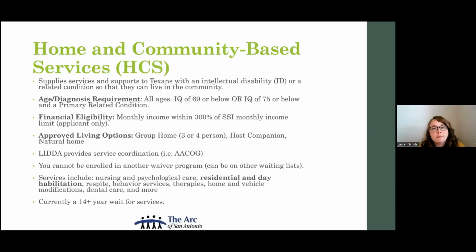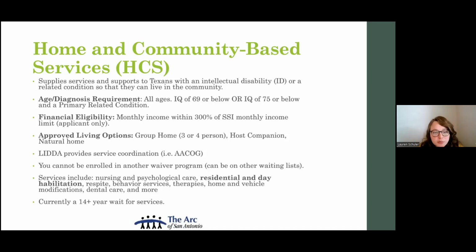So HCS, or Home and Community-Based Services. It supplies services and supports to Texans with intellectual disability or a related condition so that they can live in the community. The big thing with HCS is that they want individuals to live in the community. Age and diagnosis requirement, there's no age requirement. You just must meet an IQ of 69 or below, or an IQ of 75 with another primary related condition. That could be things such as autism, Down syndrome, epilepsy, things like cerebral palsy, those types of related conditions.